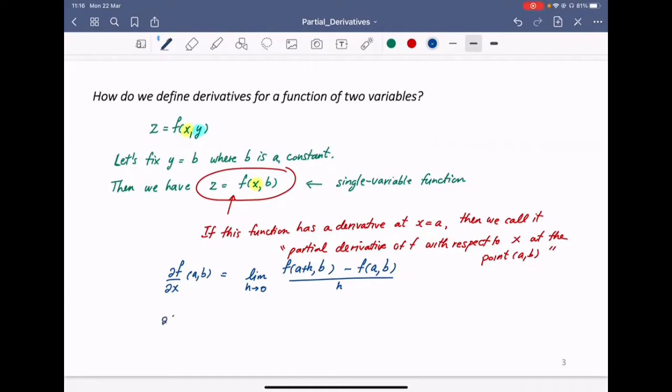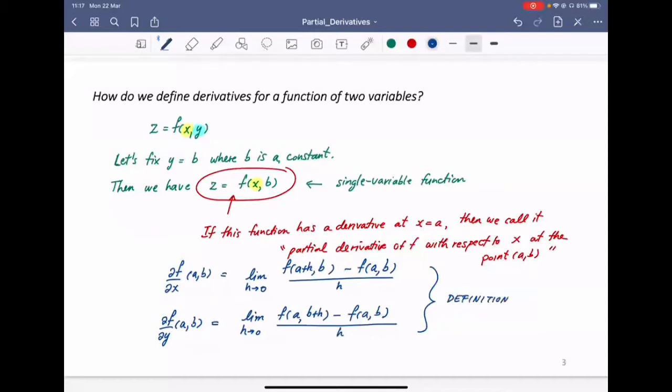For the partial derivative with respect to y, you do the same thing. You start from the point (a, b), and then you fix a, and you go from b to b plus h, and then divide by h. So this is actually the definition of the partial derivative.